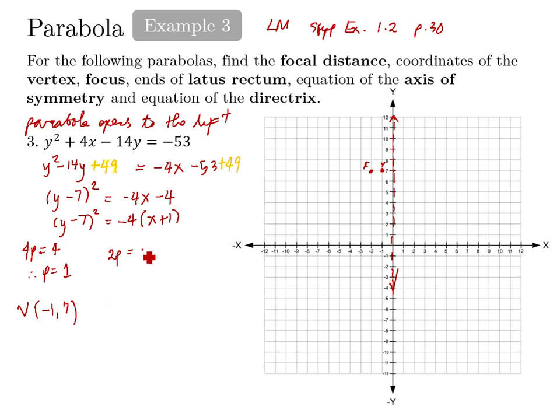Okay. And then let's compute for 2P. 2P is equal to basically 2, no? So 2 times 1, 2. We need to count 2 units upward and downward to locate the ends of the latus rectum from the focus. So let's count 1, 2, then 1, 2.